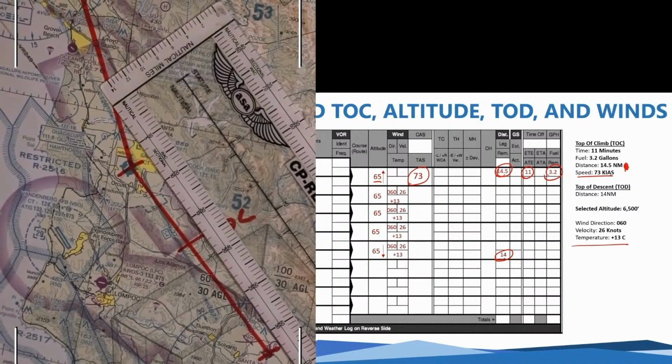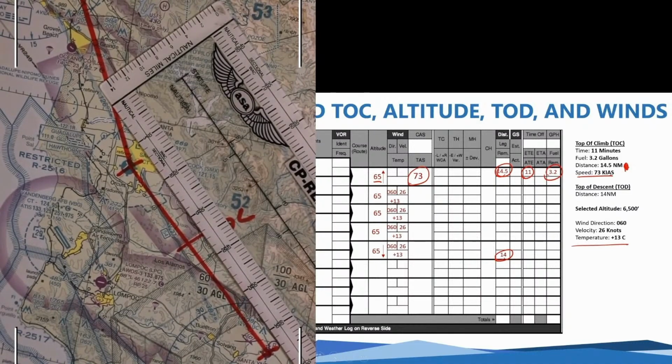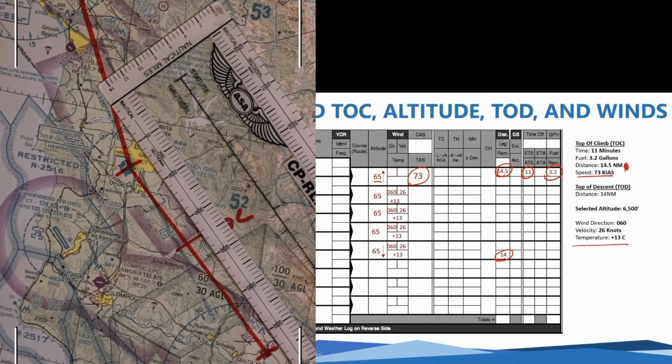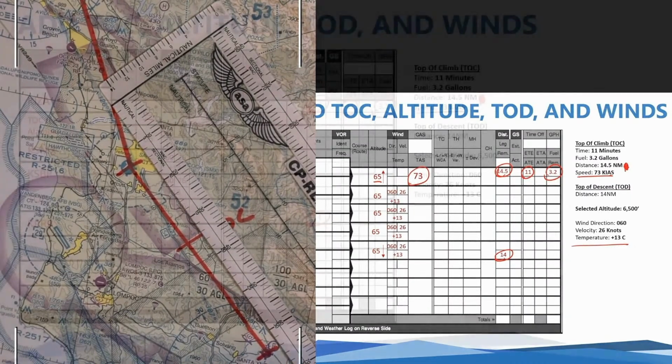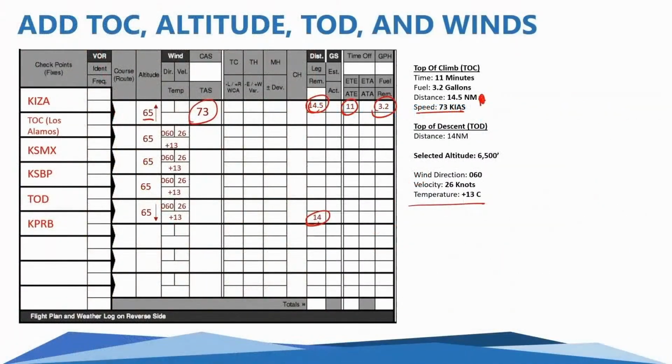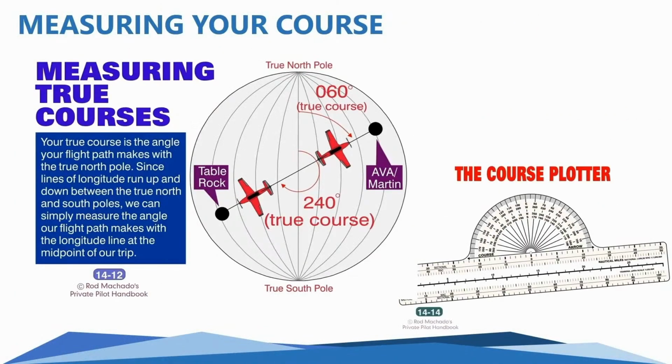So the next thing that we want to do is talk about measuring our true course. With a true course, I will show you two different methods here. Actually, one method, but I'll explain what the true course is. Remember that we have the North Pole and the South Pole, the very top of the Earth and the very bottom of the Earth. What we're going to do is measure the true course, which is going to be slightly different than our magnetic direction. So we're going to show you how to actually measure the true course.